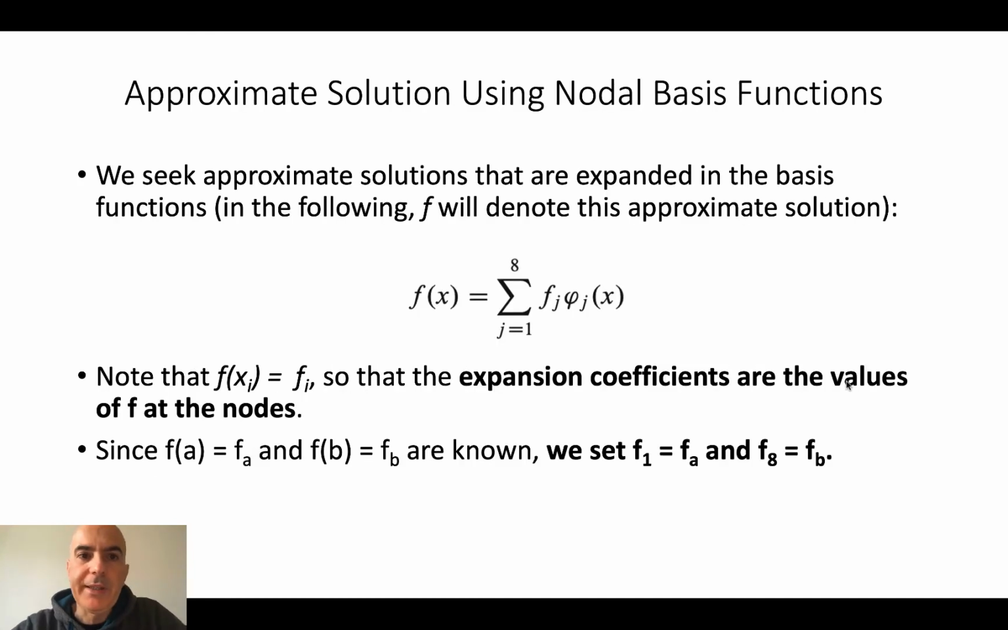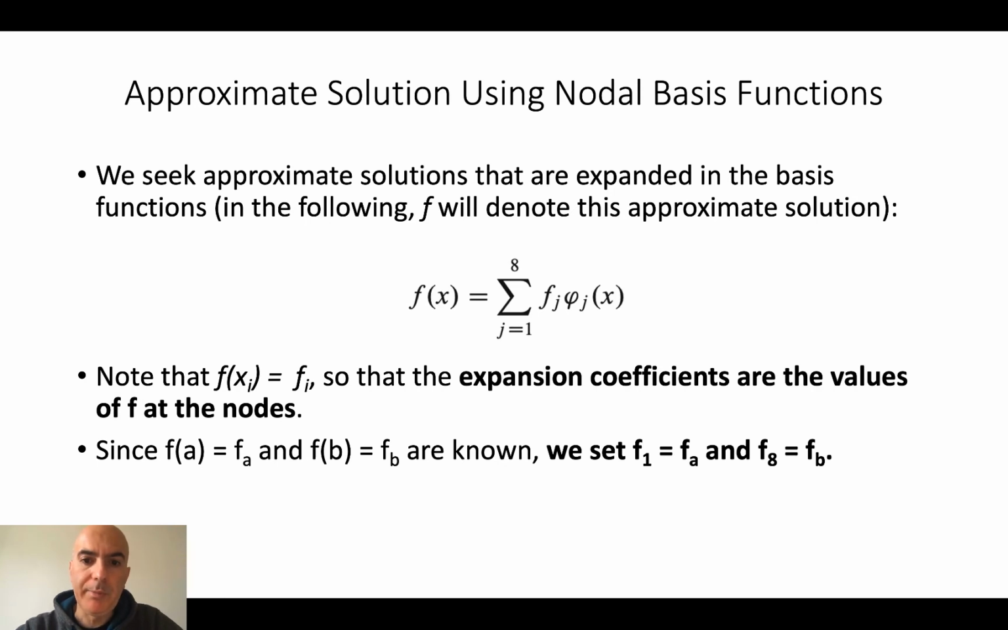So the second major step is to actually use the nodal basis functions. We seek approximate solutions that are expanded in the basis functions. In the following, f will denote this approximate solution. So f is equal to the sum from 1 to 8 of a basis function, which we define as phi_j, multiplied by an amplitude.